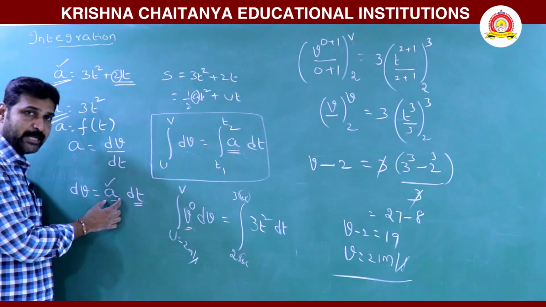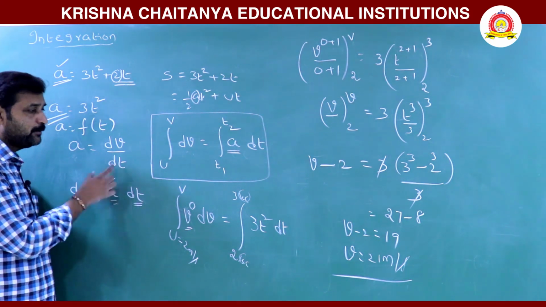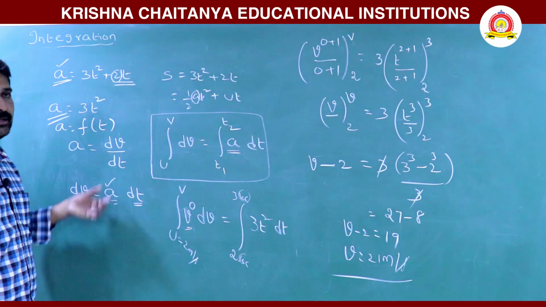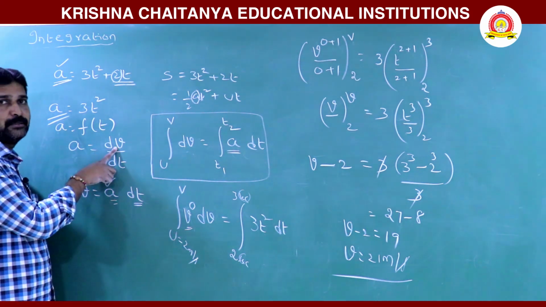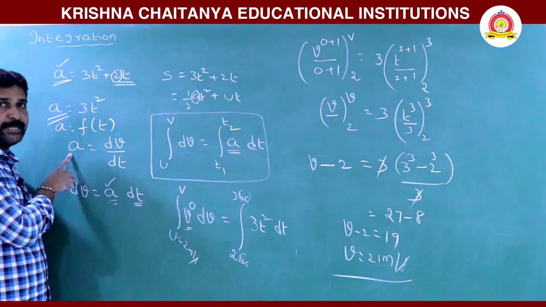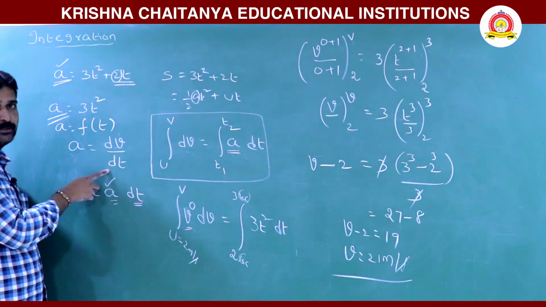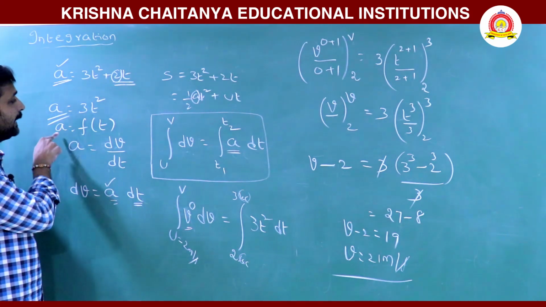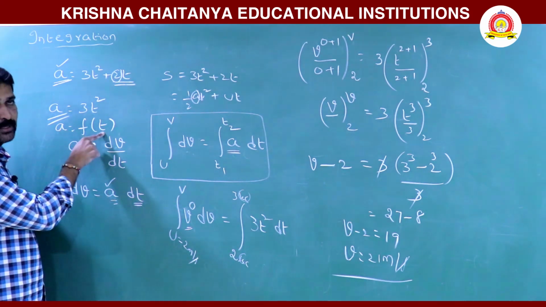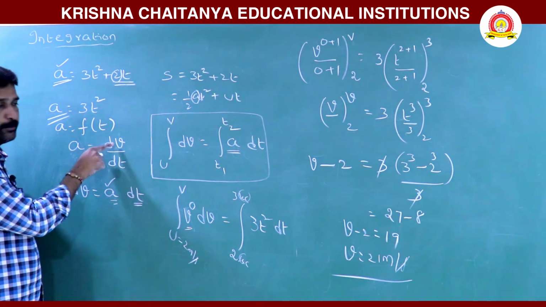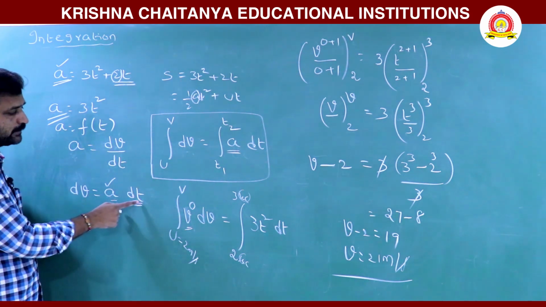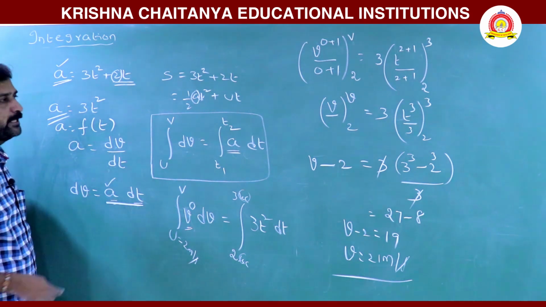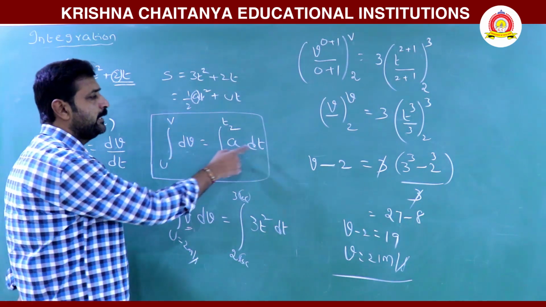If acceleration is time dependent, then the product will be taken in integration only. If velocity is time dependent, then this ratio gives acceleration. That means it is differentiation. But here you need not go for differentiation. Why? Because here acceleration is given as a function of time. Asked to find velocity means velocity will be obtained as the product of acceleration into time, which is integration since product is there. So here this is integral dv equals integral a dt.